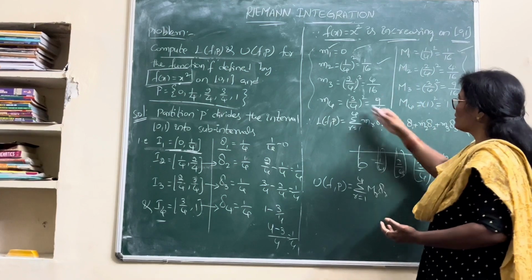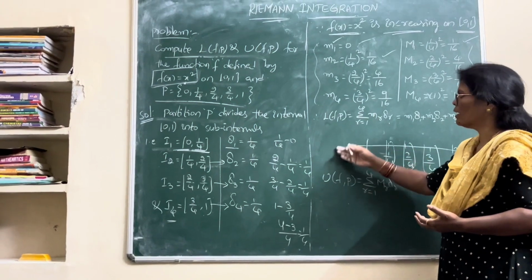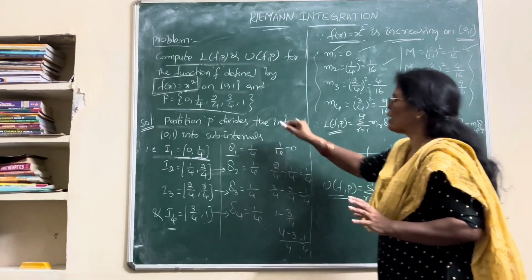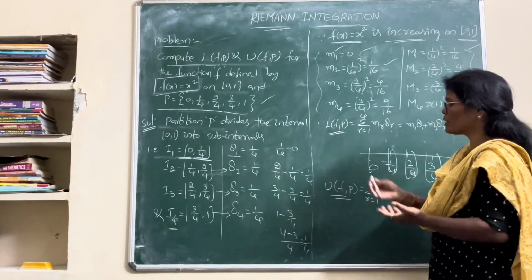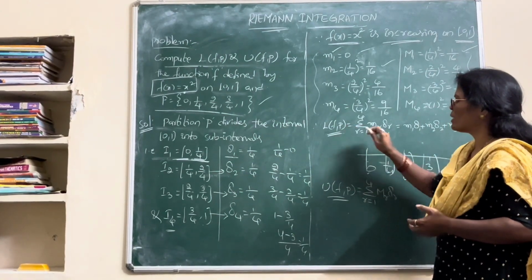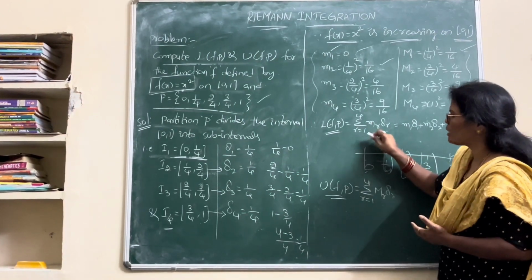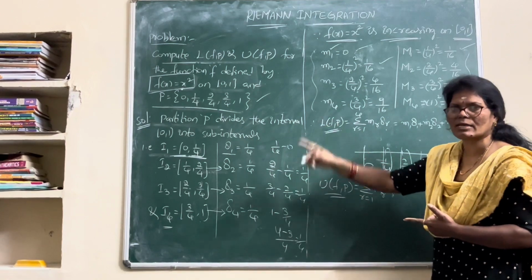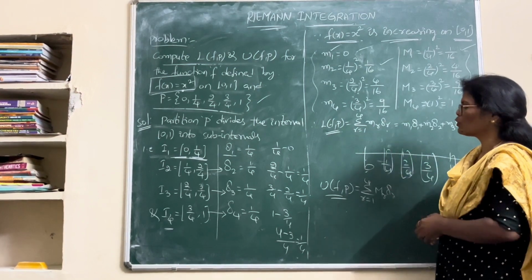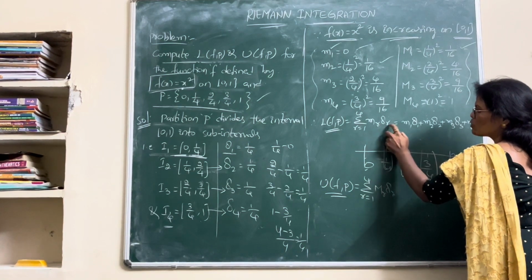Now by using these infimum and supremum values and the length of the intervals, we'll find the LFP and UFP. So how many subintervals are there? 4 subintervals are there. So now LFP is nothing but we are defining summation small m r delta r, where r values are from 1 to 4. 4 subintervals are there, so that's what you should take, r values from 1 to 4.